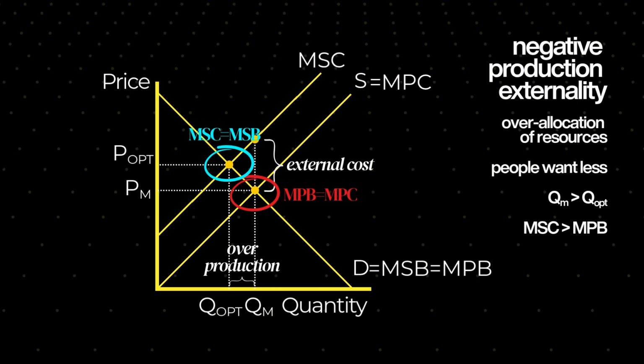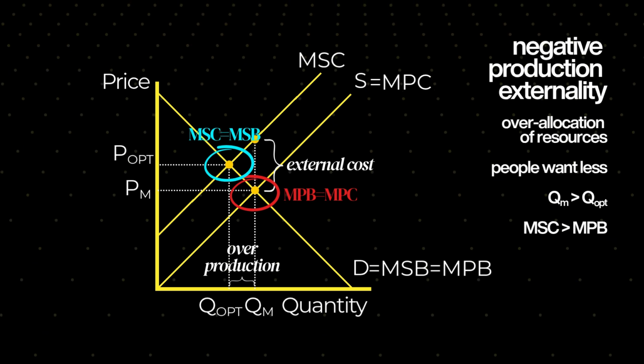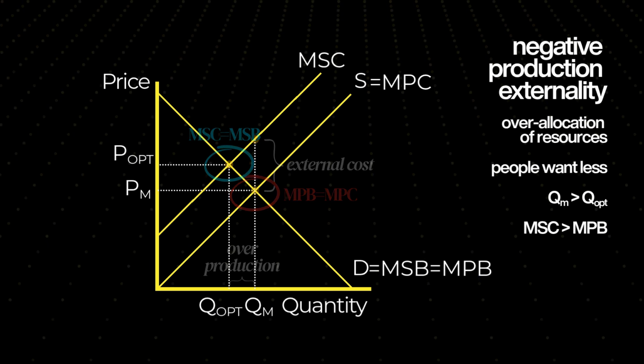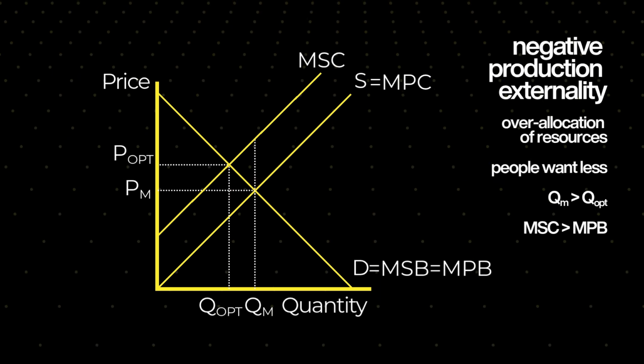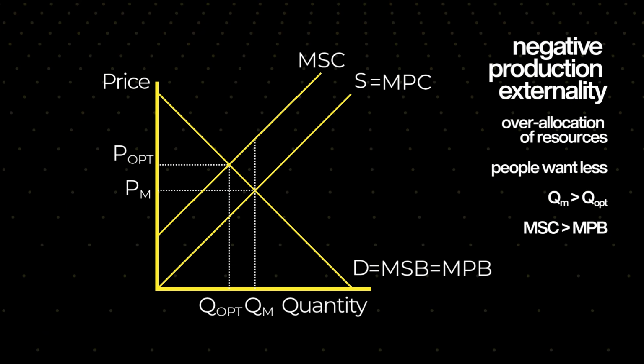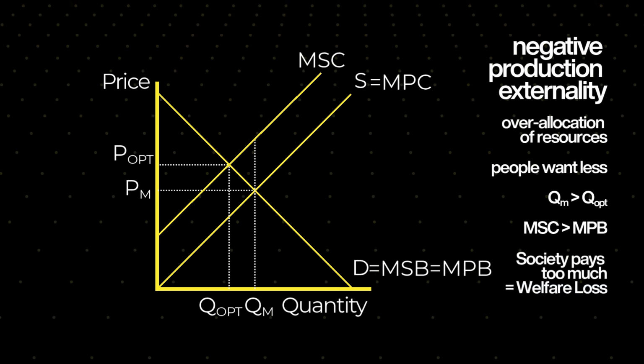Now, let's talk about welfare loss. Whenever an externality exists, society is losing out, meaning they are either paying a higher cost or receiving less benefits. In the case of negative production externalities, it means society is paying a higher cost than what is socially optimal, and then results in a welfare loss.